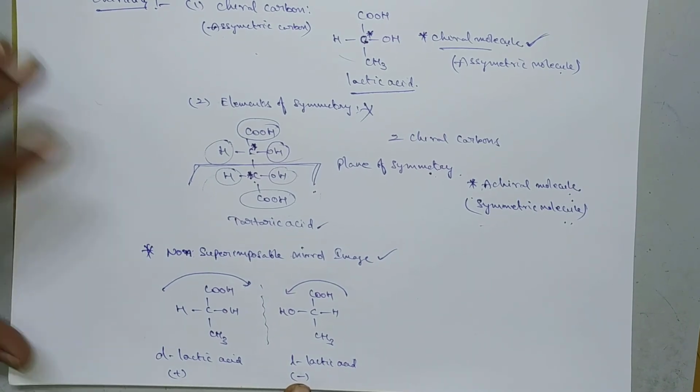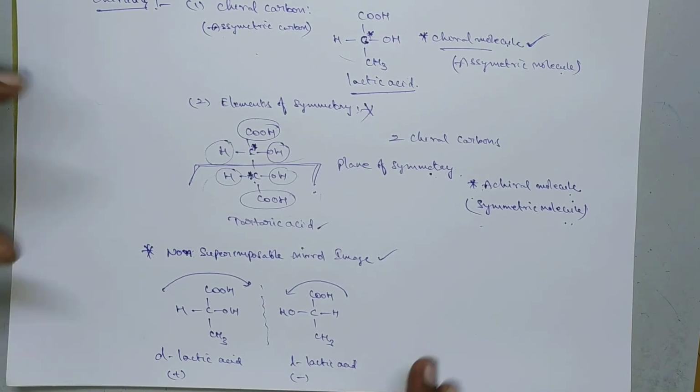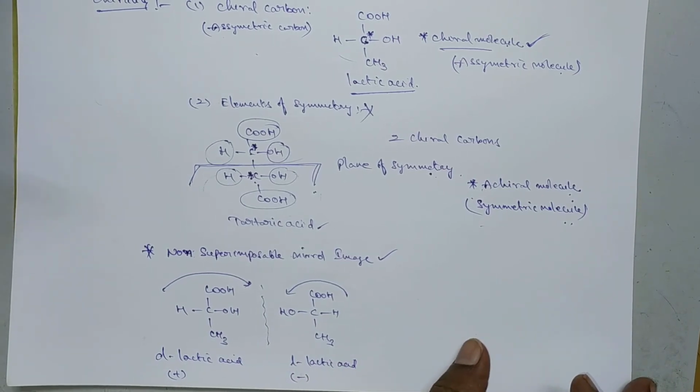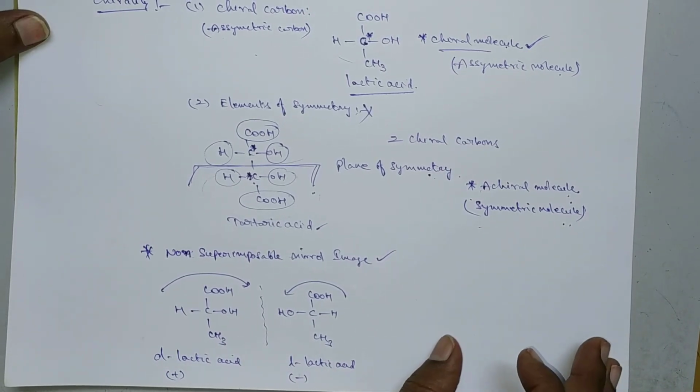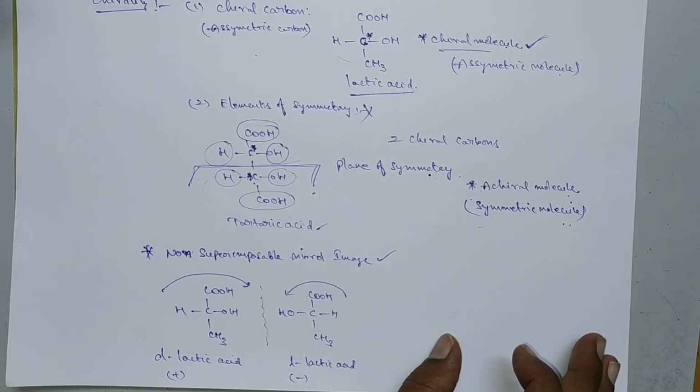Okay. So in the next video we will discuss many fundamental definitions about optical isomers, like racemic mixture, enantiomers, diastereomers. So many fundamental definitions are there. We will go through them in the next video.